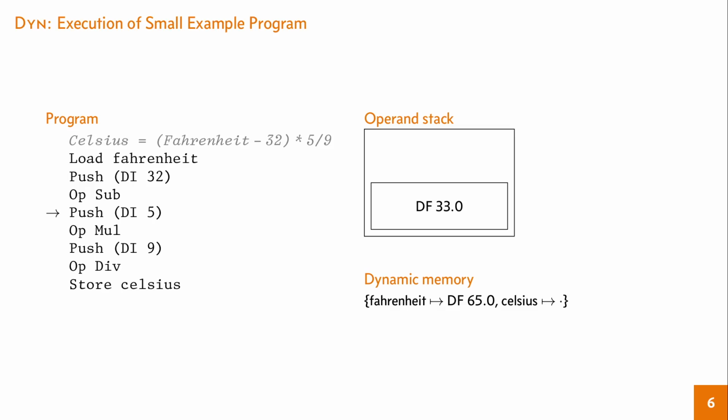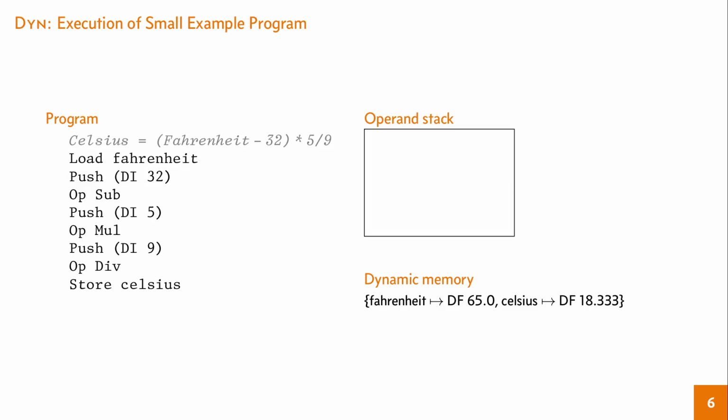And the next is a subtraction operation that pops the 2 topmost operands and pushes the difference. Notice that the difference is also a floating point number. The execution continues until the final result remains on the stack, at which point the store instruction saves it into dynamic memory.